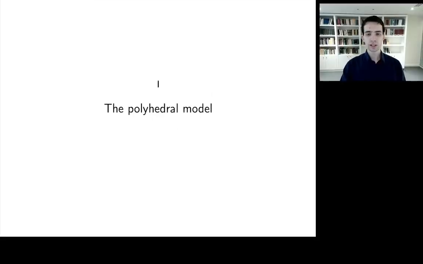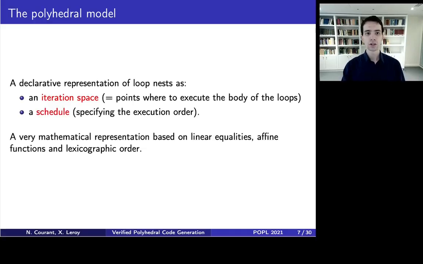The polyhedral model is a general framework for optimization of loop nests. It is based on a declarative representation of loop nests as an iteration space, which are the points where to execute the body of the loops, and a schedule which specifies the execution order of the contents of the loops. It is a very mathematical representation based on polyhedra represented by linear inequalities, affine functions, and lexicographic order.